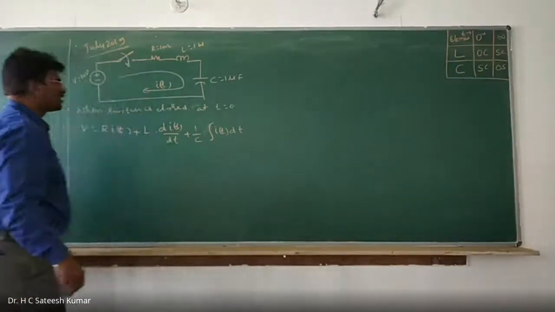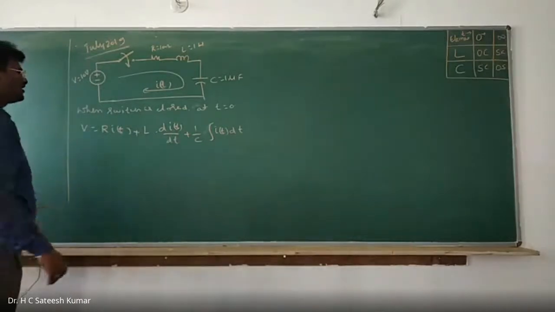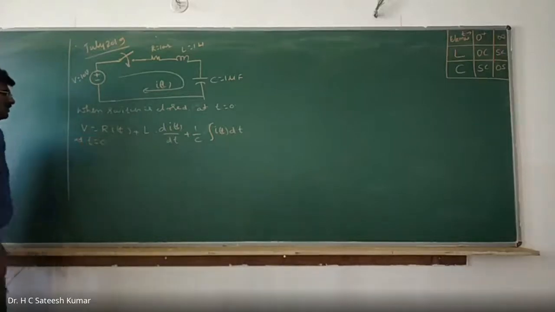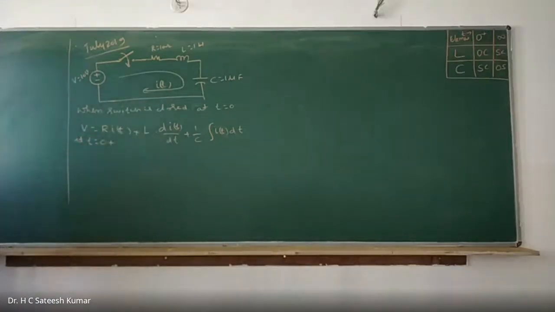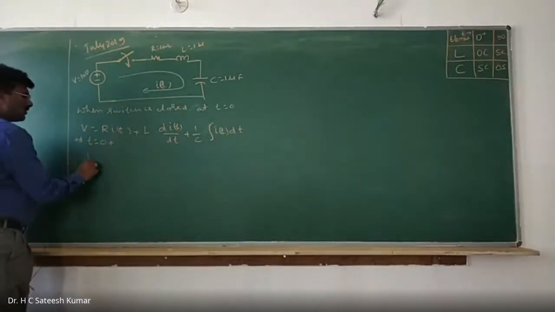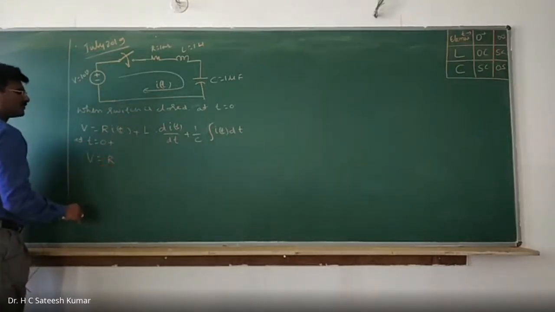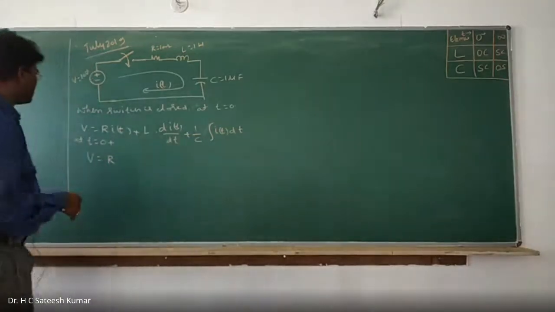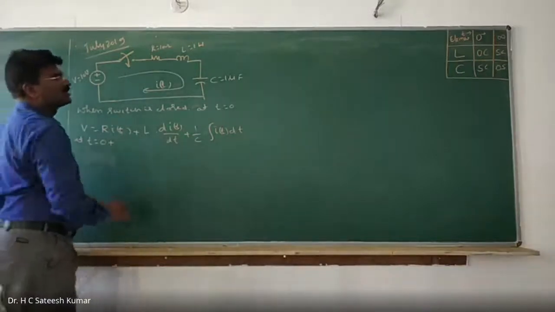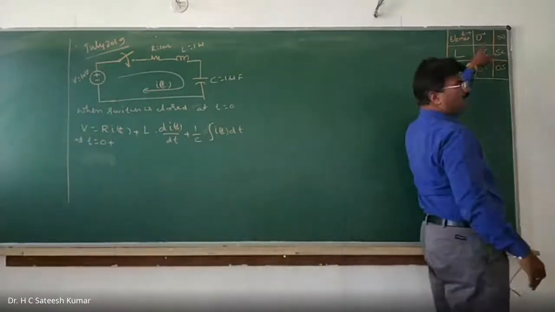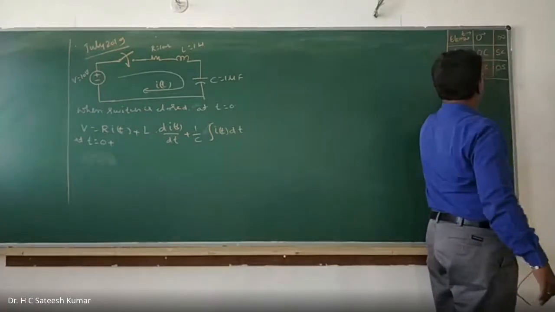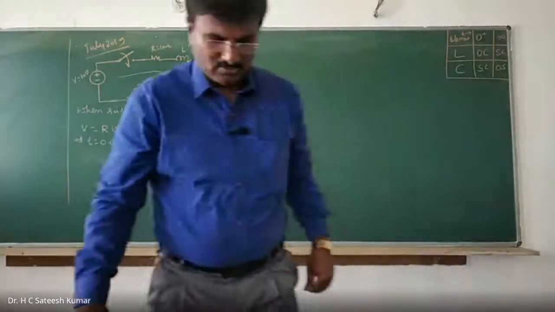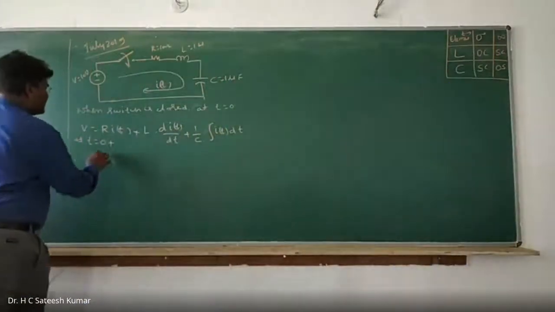Now what will happen at t is equal to 0 plus? How exactly will the circuit behave, that we shall check. At t is equal to 0 plus, inductance acts like an open circuit, capacitance acts like a short circuit, right? So here I use that condition. So we can write the circuit at t is equal to 0 plus, when the switch is closed.